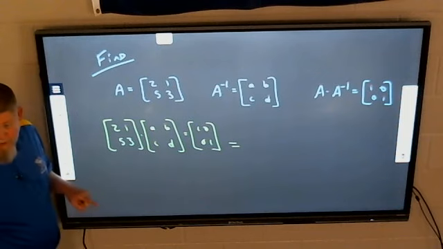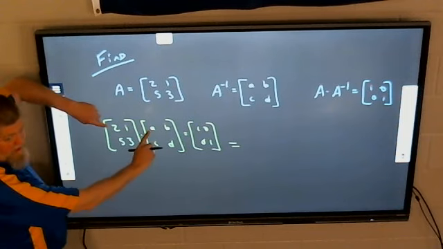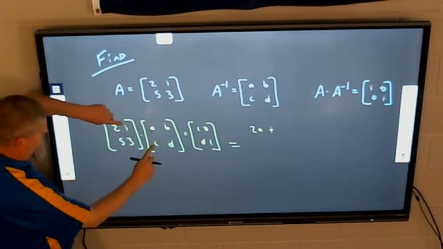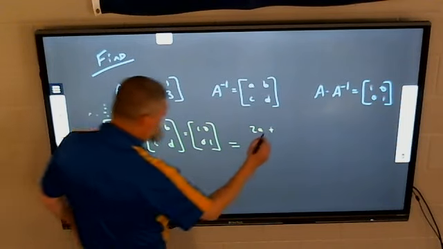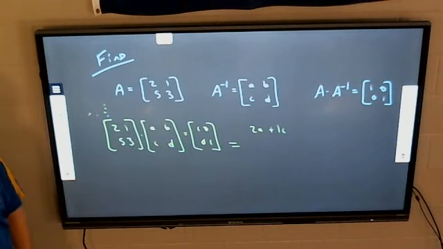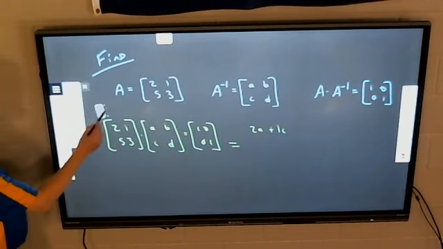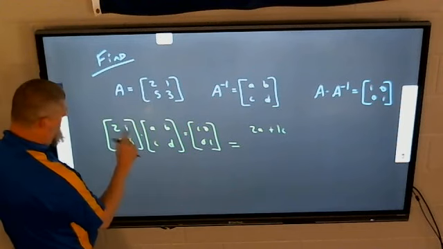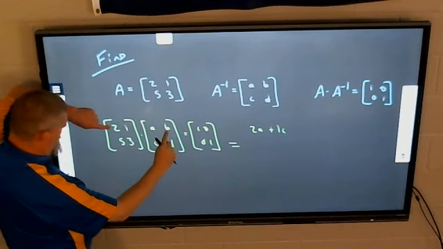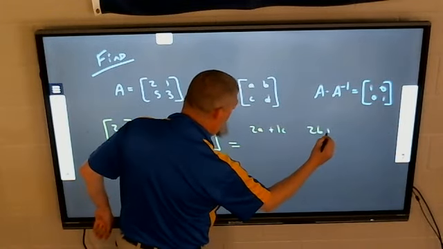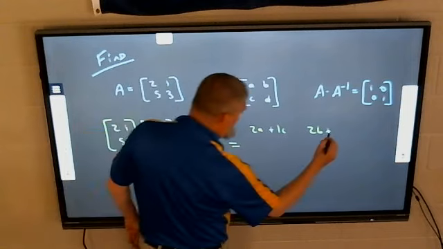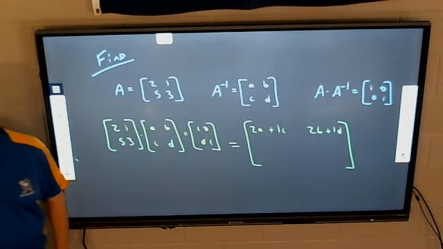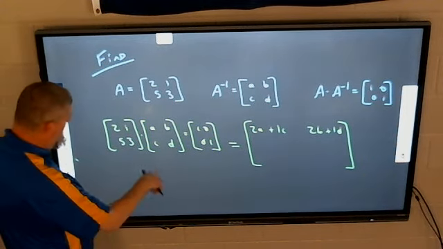All right? So how do I multiply? We go 2 times A, so that's going to be 2A plus 1C, and that's my element number one. What's my second one going to be? I'm going to take row 1 times column 2. So 2 times B plus 1D. You do the bottom row: bottom row times column 1, bottom row times column 2.